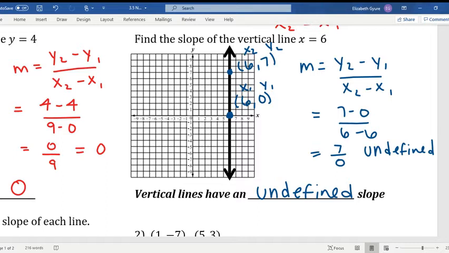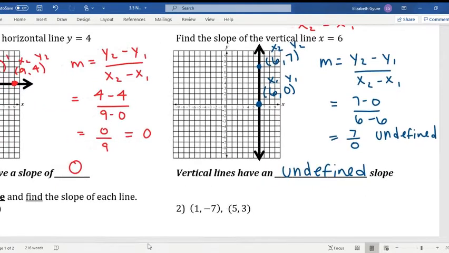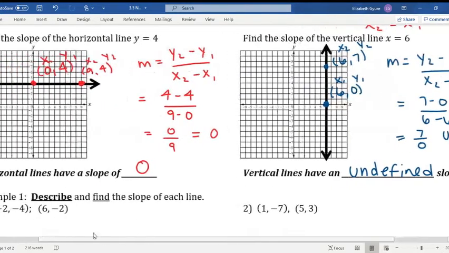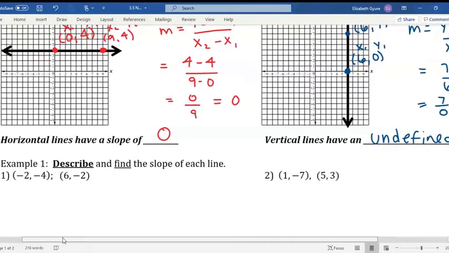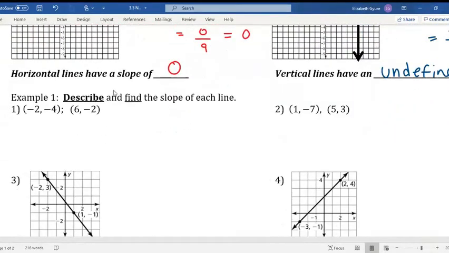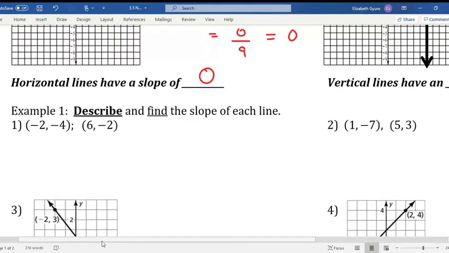All right, so now what we're going to do is practice just finding slopes in general, just with coordinate points. This is good practice for using our formula. So it says describe and find the slope. We're just going to worry about finding it. Describe means is it positive or negative? Okay, so we're just going to practice finding our slopes here.